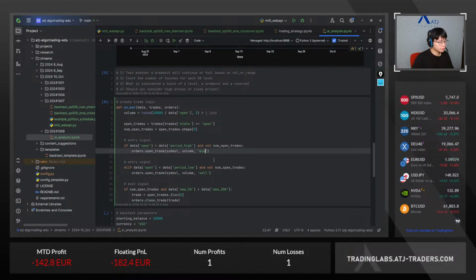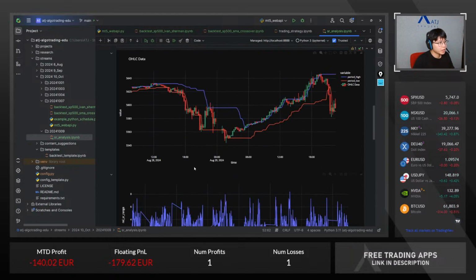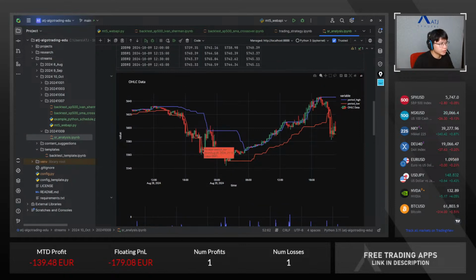So if we are going to buy, our stop loss would be equal to the low price of the current candle or of the previous candle. Yeah, we actually need to use the previous candle because we're entering on that, so we need the previous candle high and low.